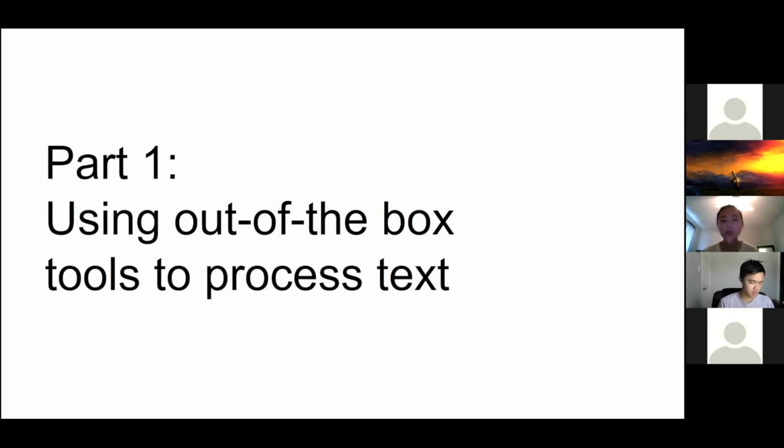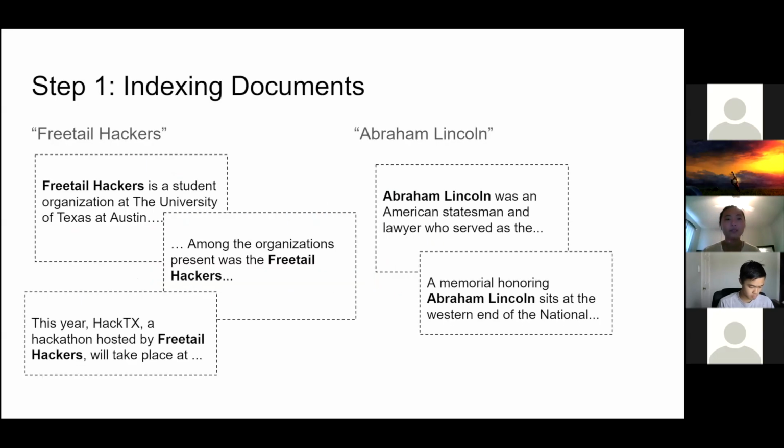So in this first phase, we're going to focus on using out-of-the-box tools to process the text. For step one, we would want to index these documents for faster searching. This is something that most sensible QA systems do, so you're not doing this crazy thing where you're searching through each document to phrase match at every search query. So this might look like indexing by named entities or common phrases.